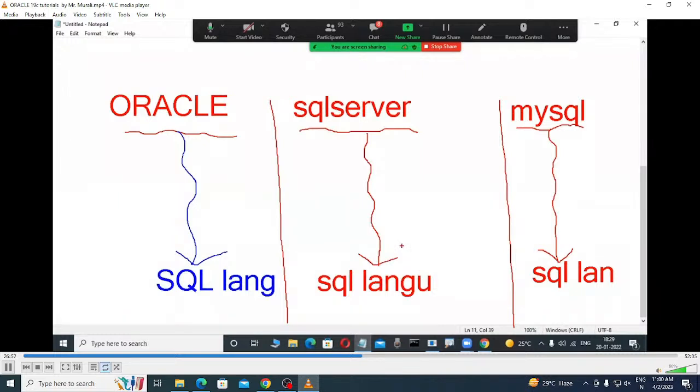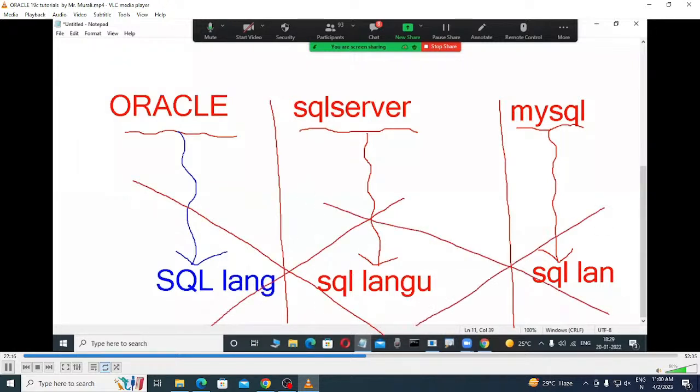Easy. Maybe some technical persons in our class are telling: are these all SQL languages the same or different? Very good. So many fellows in our class are saying they are the same. That is 100% wrong. These SQL languages are different, not the same.